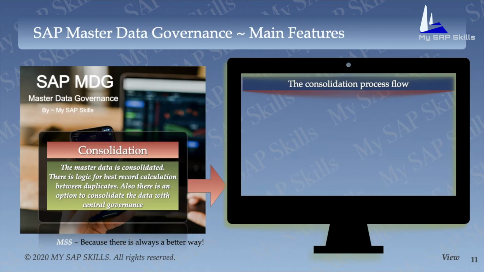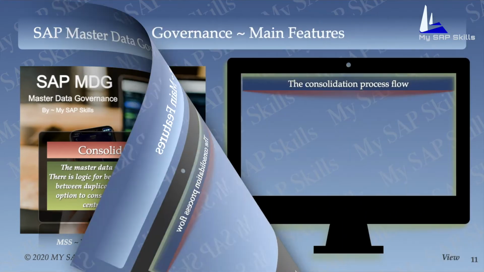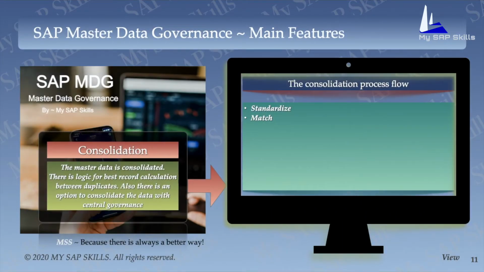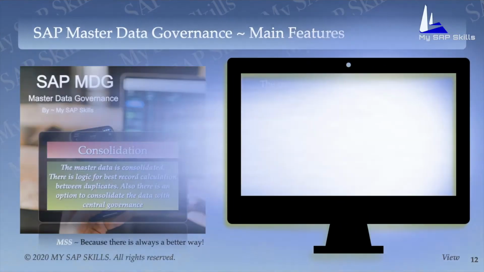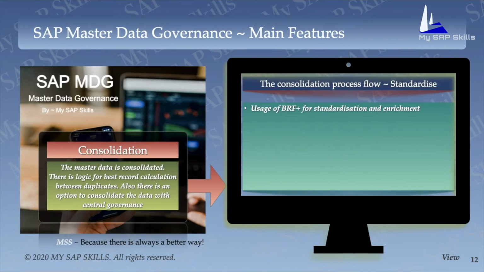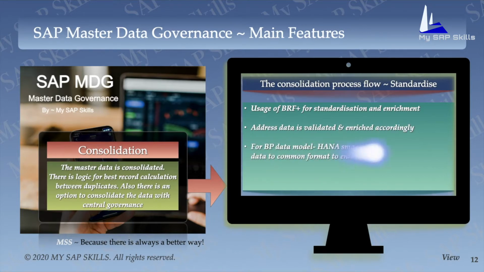It involves standardize, match, calculate best record, validate, activate. The standardize process in consolidation uses the BRF Plus for standardization and enrichment. All the address data is validated and enriched accordingly. For the BP data model, HANA Smart Data Quality transforms data to a common format to enable matching functions.